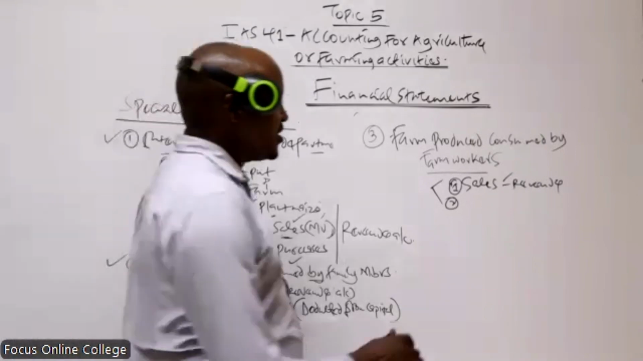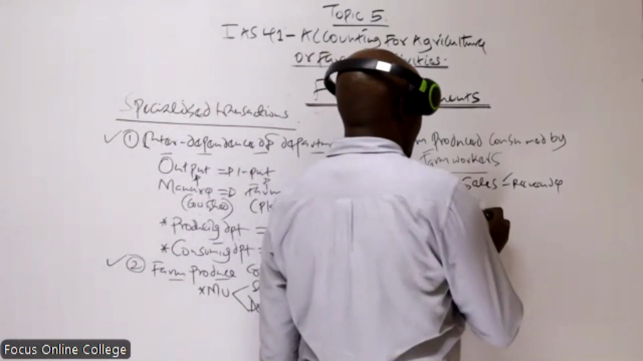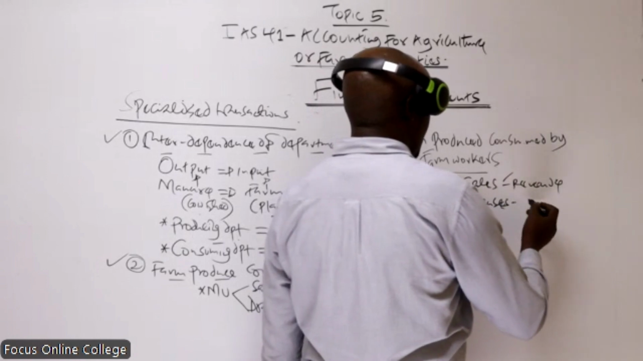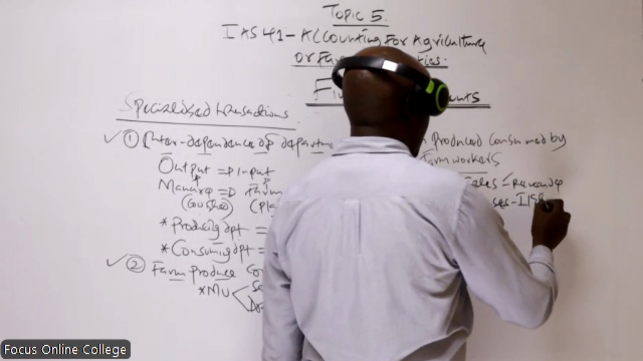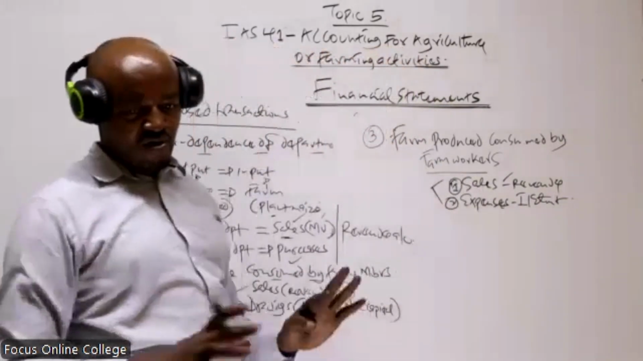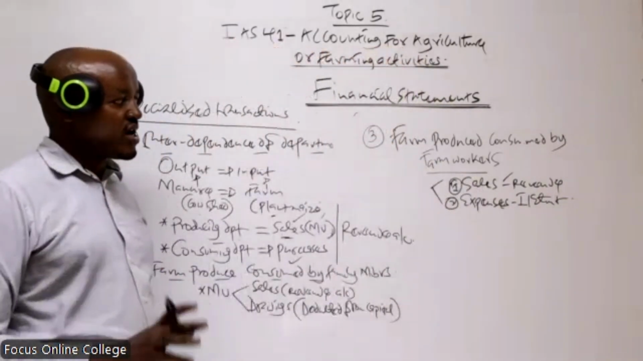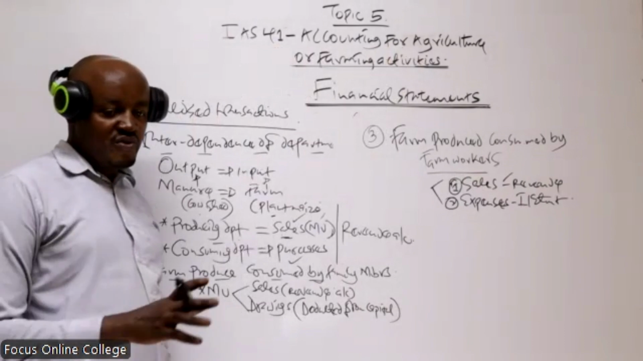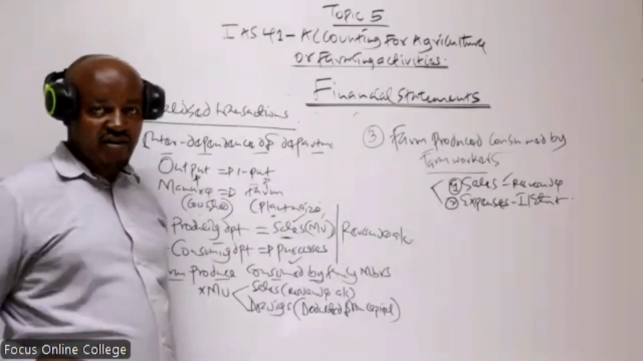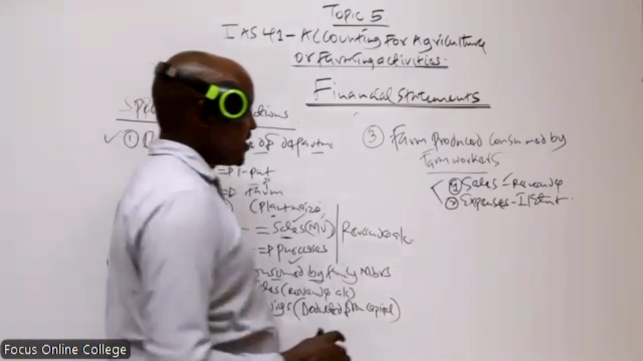So therefore, this one is also accounted for as an expense in the income statement. When preparing the income statement for the whole company, you also account for that as an expense. You are giving them farm produce, and you are also recovering that from their salaries.